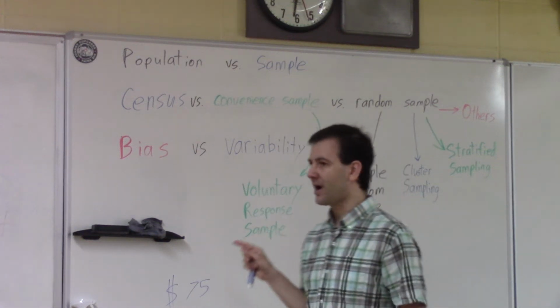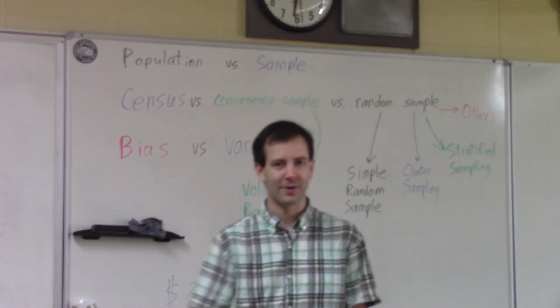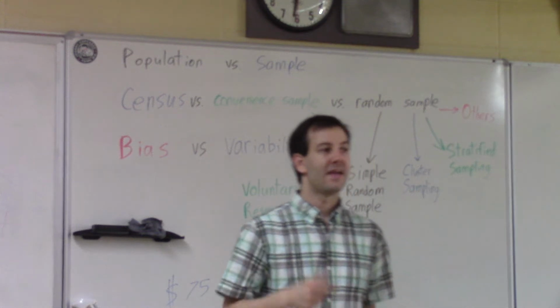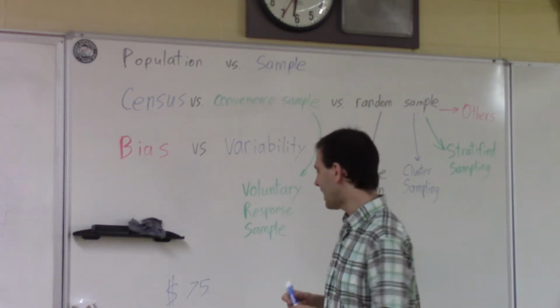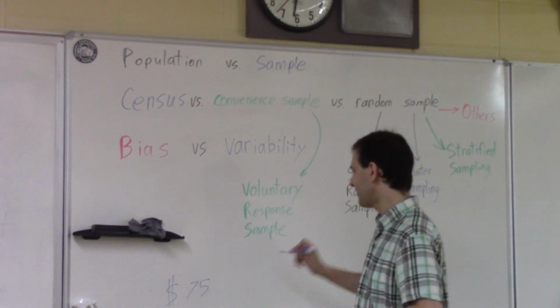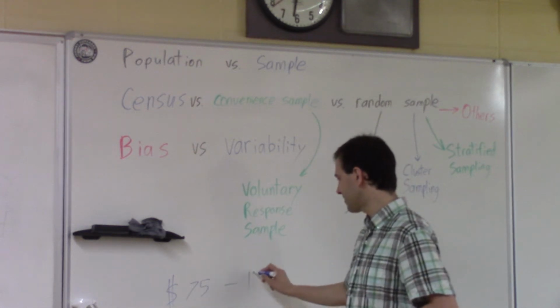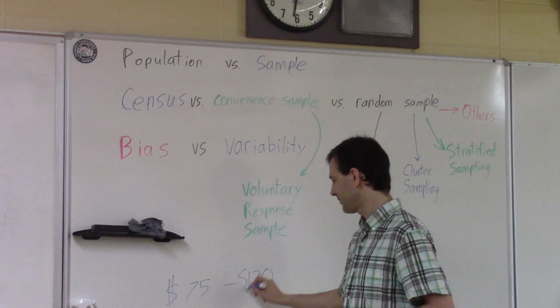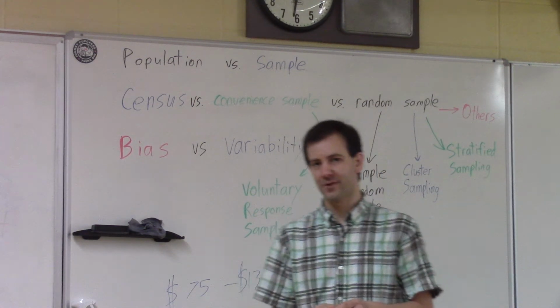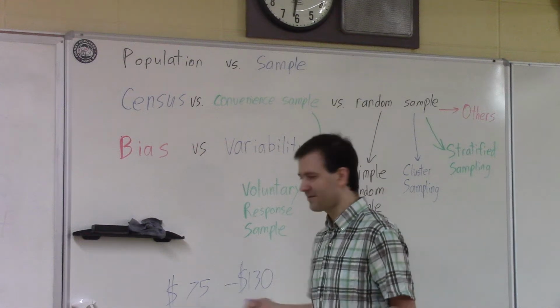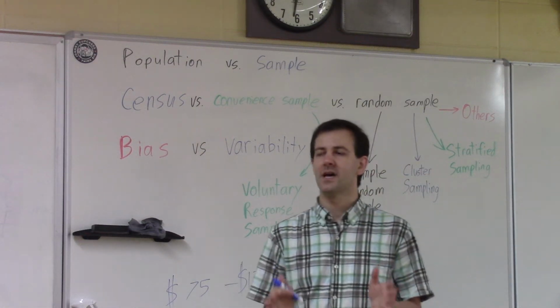Let's take the example where I grab 10 of my students and tell them to go home and grab their electric bills for August. They come in and they bring me their electric bills, and their electric bills are somehow all between $75 to $130. Now, does that make me suspect that the average electric bill in Swansea is between $75 and $130? Yes, it does.